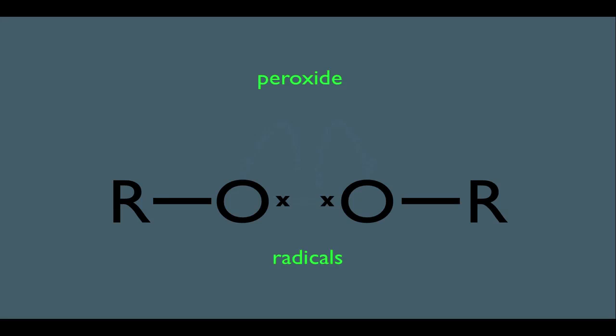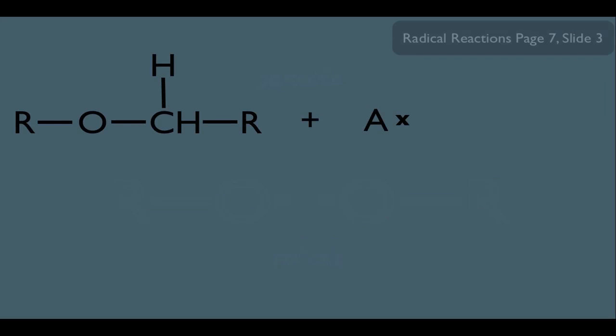So let's see how to make peroxides first. Basically what we start with, like we said before, is some kind of radical and an ether, which you see here on the left. There's a lot of options for the radical, so we're being generic here by just saying a radical. The first step of the mechanism looks like this.